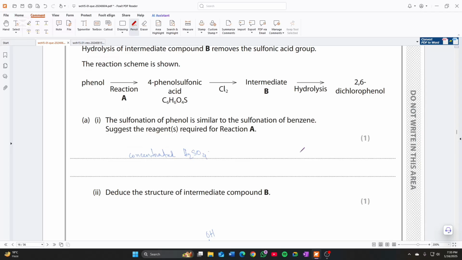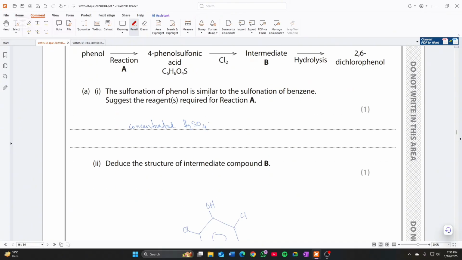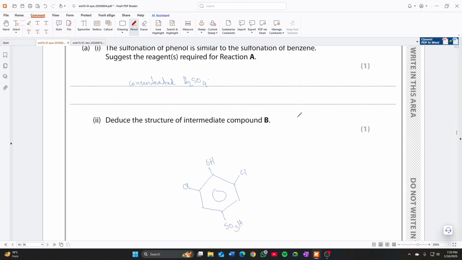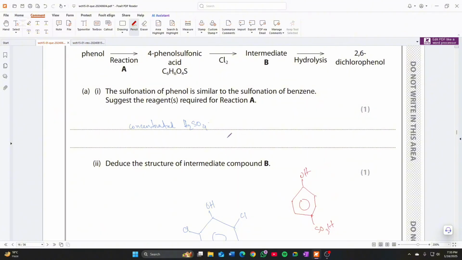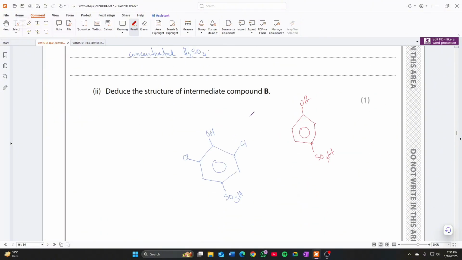So what is the structure of 4-hydroxyphenyl sulfonic acid? The structure is this. Here we have the OH, and at carbon number 4 we have SO3H. After chlorination, the chlorine will attack carbon 2 and carbon 6 and attach to them, and therefore the intermediate formed at B would be this.